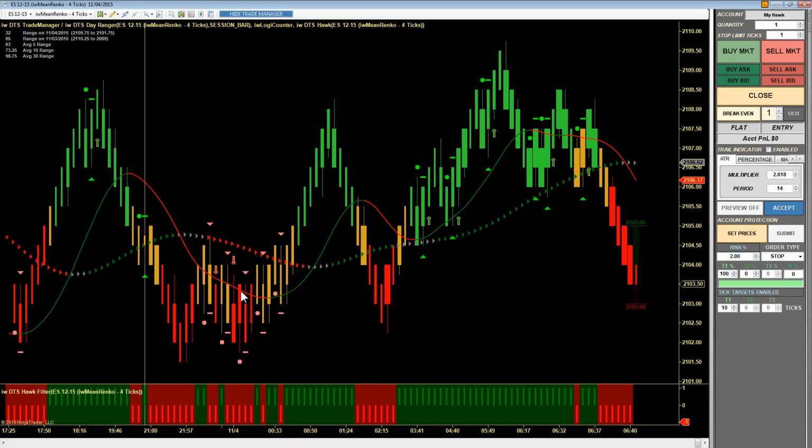So this is the Hawk, this is the scalper. You'll see we got lots of yellow bars. That's indicative of a sideways market. Whenever you start printing a lot of yellow bars, the caution flag should be coming up.